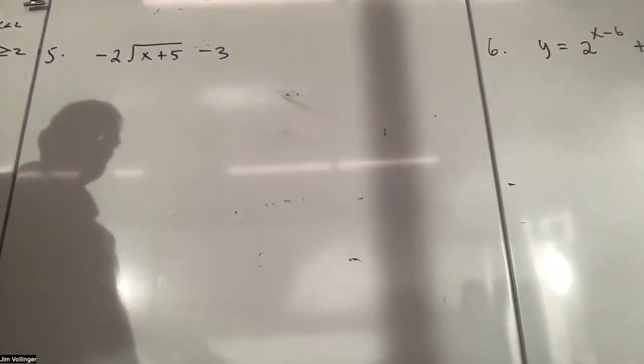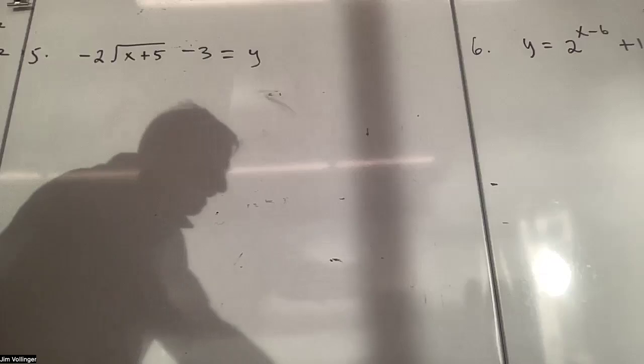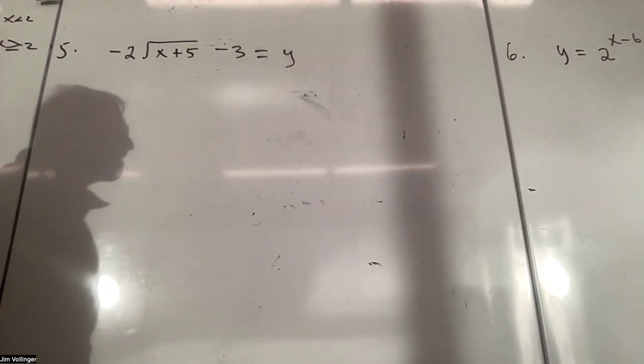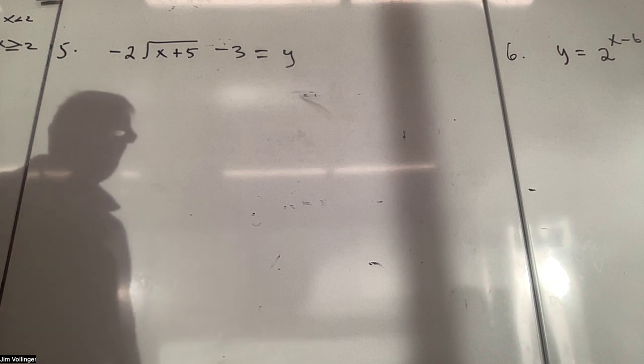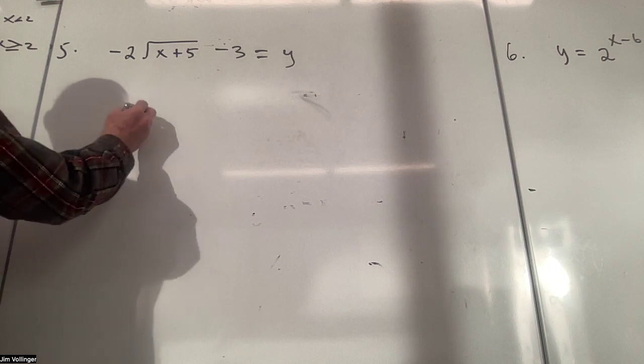Minus 2 times the square root of x plus 5, minus 3 equals a graph. Hope you can see this because the sun's hitting this board, and I've noticed that we get all kinds of problems when that happens. I don't think it's so bright that you can't see it. So what do we have? We have a square root function going down.